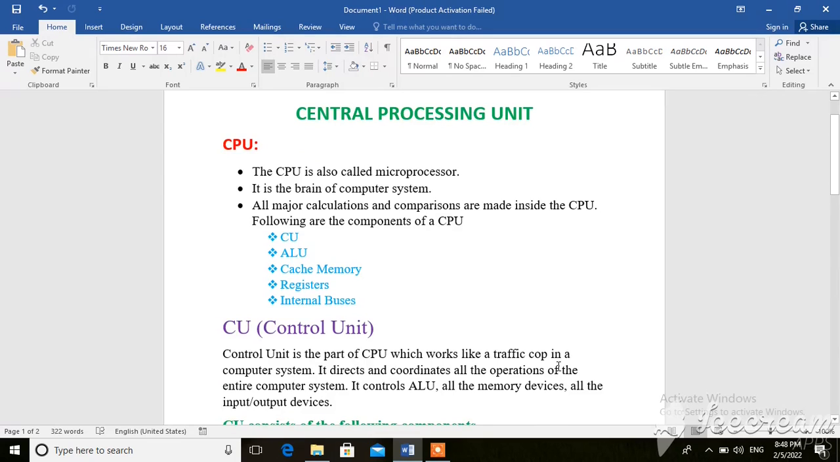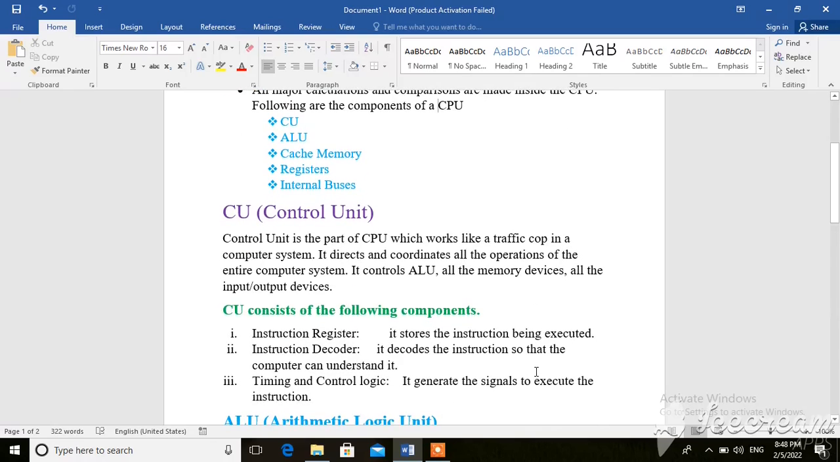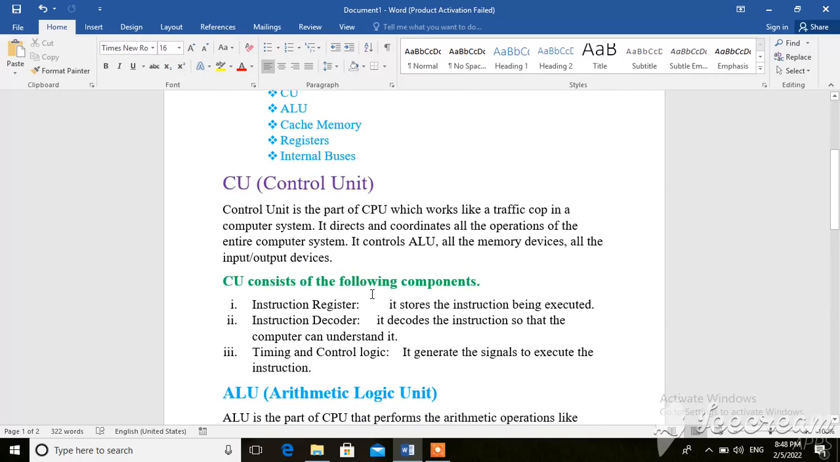Control unit is the part of CPU which works like a traffic cop in a computer system. It directs and coordinates all the operations of the entire computer system. It controls ALU, all the memory devices, all the input output devices of the following components.